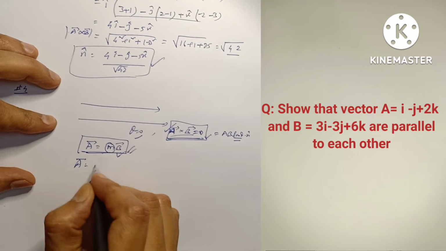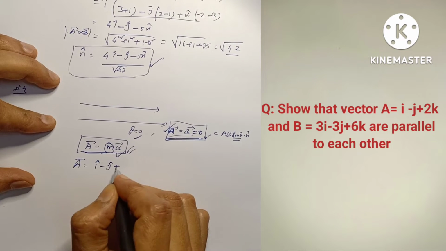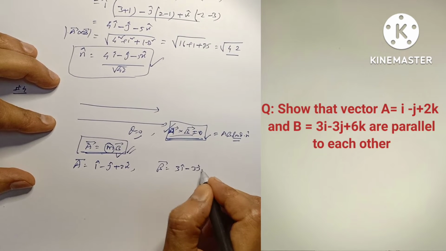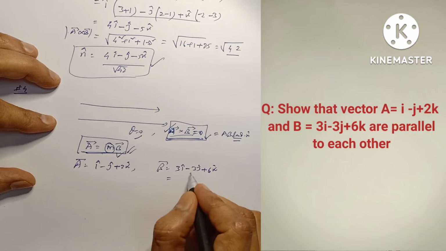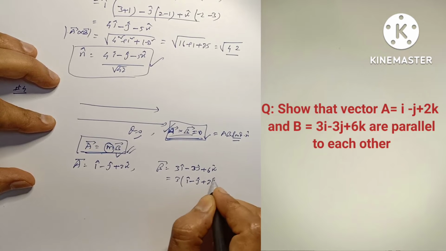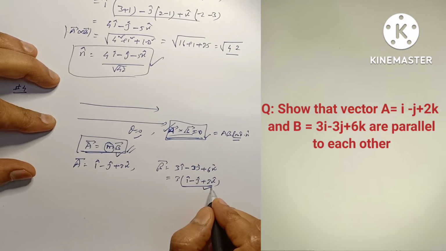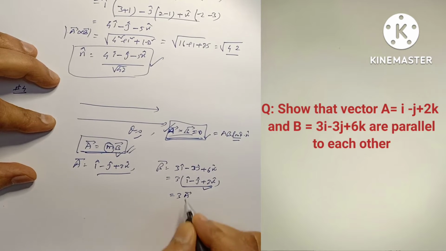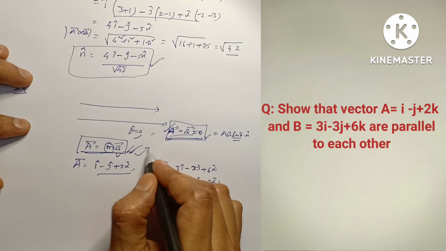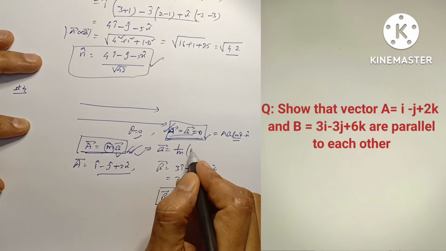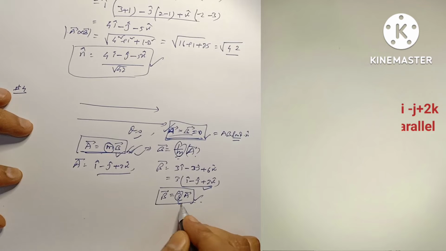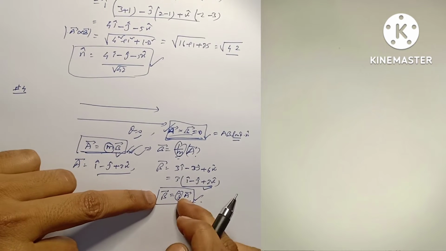We get a vector equal to i cap minus j cap plus 2k cap, and b vector equal to 3i cap minus 3j cap plus 6k cap. Taking 3 common, we get i cap minus j cap plus 2k cap, which equals the a vector. So we can write b vector equal to 3 times a vector, which is the same as a vector equal to 1 by m times b vector. So this is just a scalar multiplication factor, and we can write that a and b are parallel.